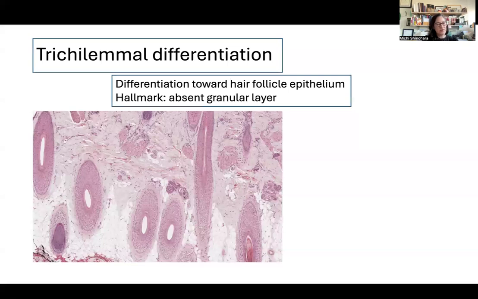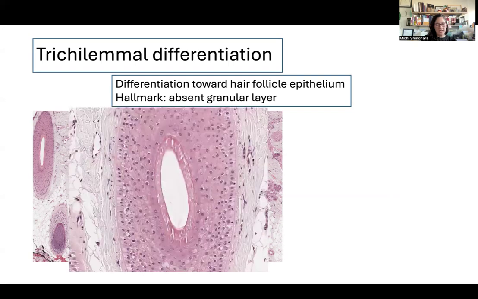Tricholemmal differentiation refers to differentiation towards hair follicle epithelium, and the hallmark of that type of differentiation is that the epithelium does so without a granular layer. So here's a higher power look of a polyanogen hair follicle showing differentiation. Here's where the granular layer would be, but instead we've got this hair cortex, and we have tricholemmal differentiation without a granular layer.